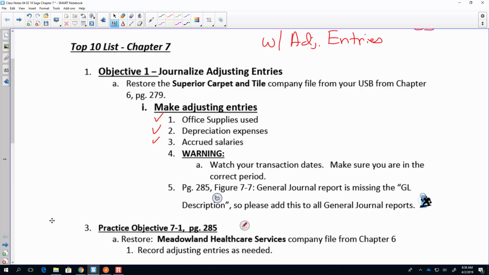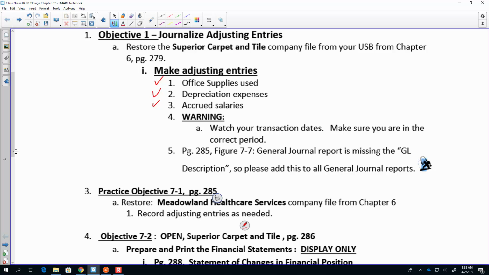The big thing here is to watch your transaction dates. Make sure you're in the correct period, right? And most often we make these adjusting entries at the end of the month, and also obviously the end of the year.